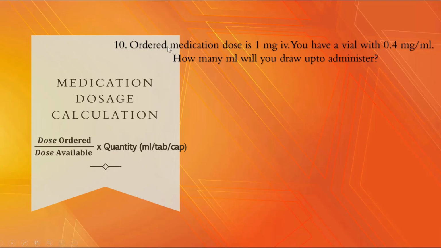10th question. Ordered medication dose is 1 milligram IV. So 1 milligram is the dose ordered. You have a vial with 0.4 milligram per ml. That's the available dose, 0.4 milligram, and the quantity is 1 ml. How many ml will you draw up into the syringe? So to calculate, 1 milligram divided by 0.4 milligram into quantity number 1 ml gives 2.5 ml.